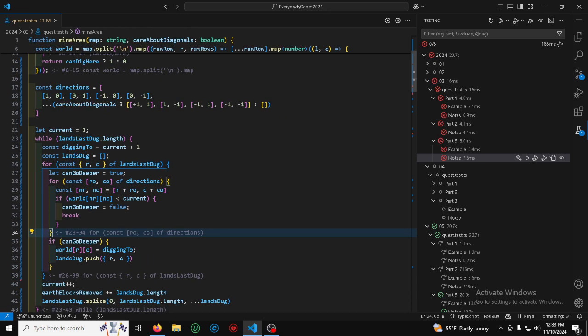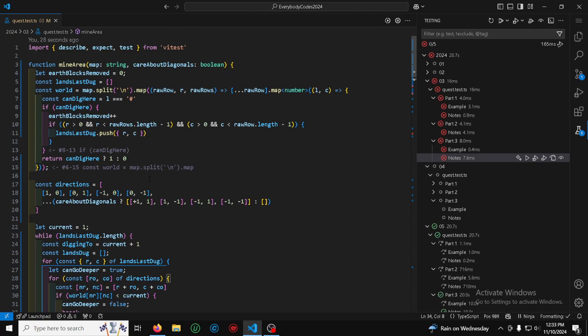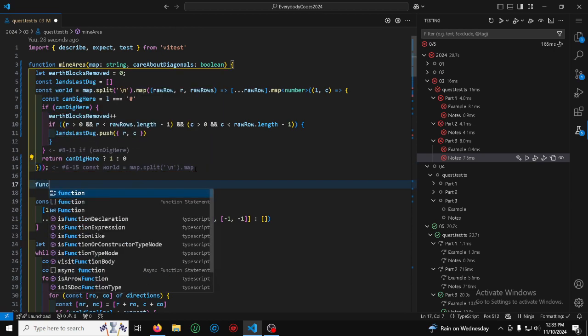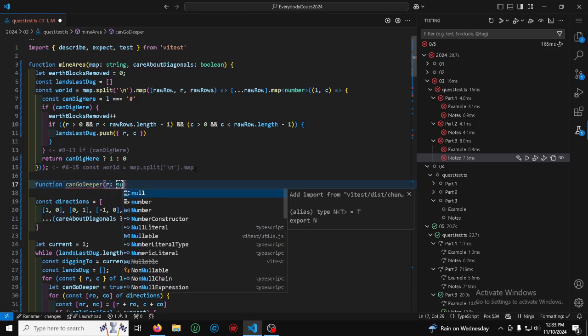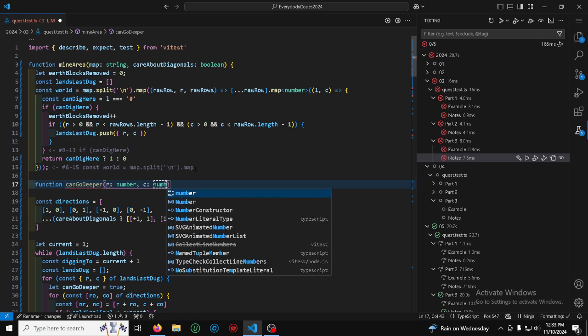What do we need to functionalize this? We need the R and the C in the world. That's all we really need. We have the world right here. The function can go deeper: R, number, C, number.